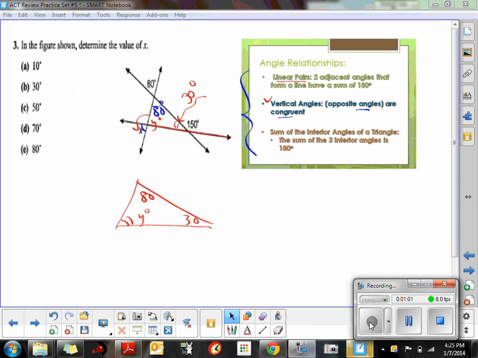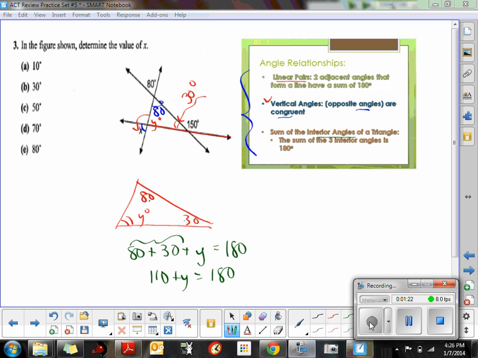So in reality, what we're going to do is take these two angles together, 80 plus 30, and then add in my third angle, y, which has to equal 180 degrees, because the sum of the interior angles of a triangle always adds up to 180. Well, these two add up to 110, plus angle y has to equal 180. That means y has to equal what's left, so I subtract 110 from both sides, which is 70 degrees. So I know this angle is 70 degrees in the triangle.